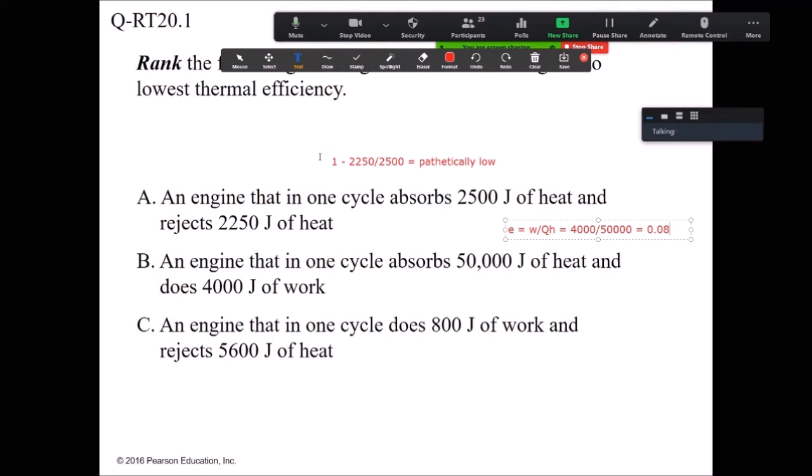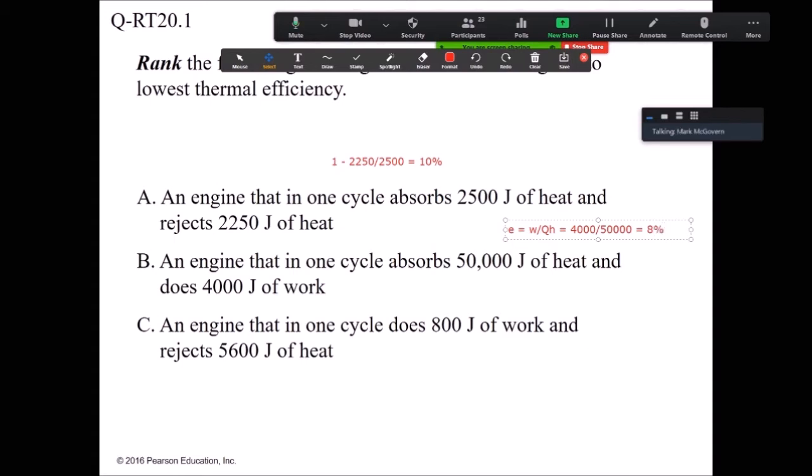Oh, here's my calculator. All right, 2250 over 2500. Okay, well, this is pathetically low, but it's still 10%. It's still 10% though. All right. I won't say it's pathetically low. I'm so sorry. I don't want to disparage these heat engines. They're doing their best, man. They're trying. So 10%. I'm going to convert these to percents, as you can see. 8%. I mean, they're decimals, right? But I'm just going to convert them to percents.